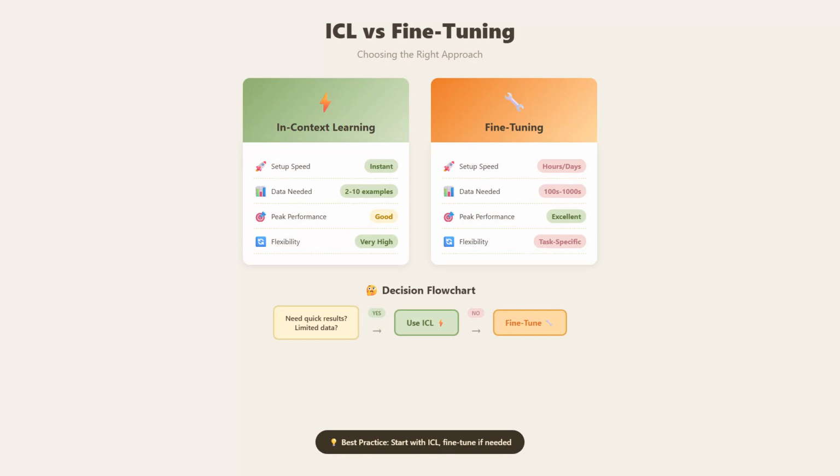The best practice that many practitioners follow is to start with in-context learning for rapid prototyping and validation. If you find that ICL performance isn't sufficient for your production needs, then invest in fine-tuning. This approach minimizes risk and gets you results faster.